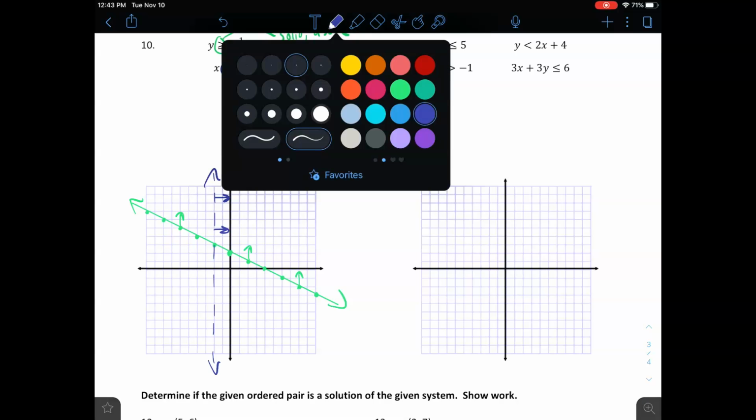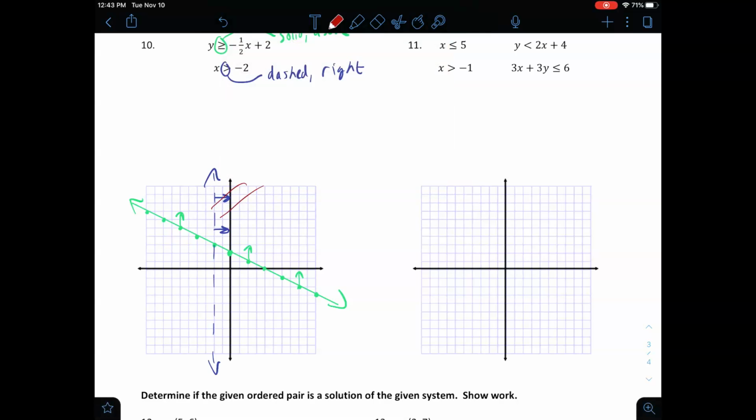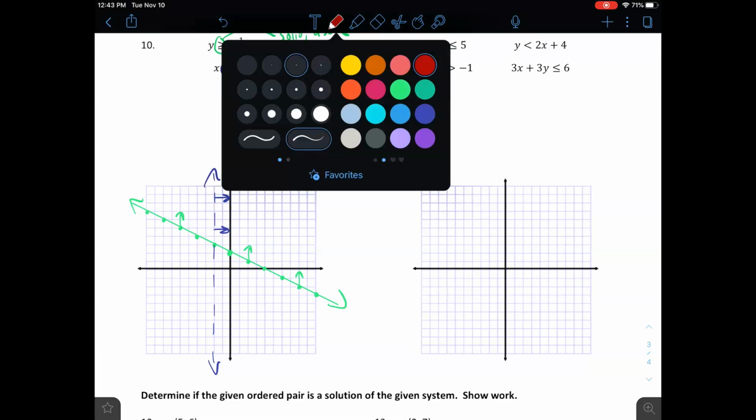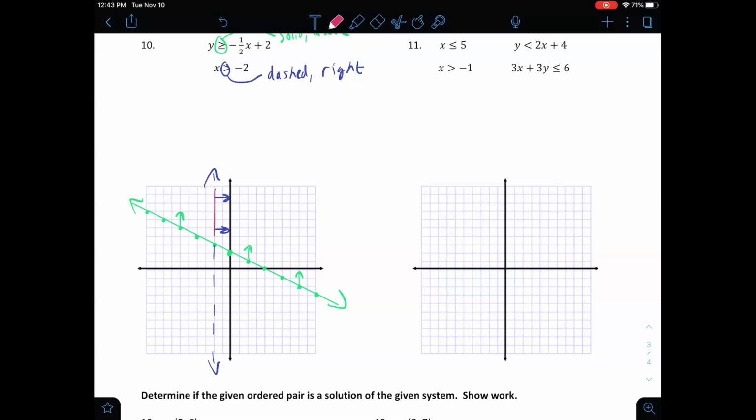So then we're going to see where these cross. Yeah, it's not a good color. We'll stick with red or pink. So that is the solution where they cross, where those overlap. Okay?